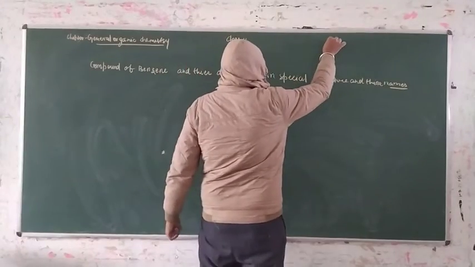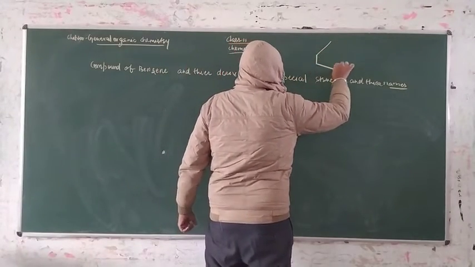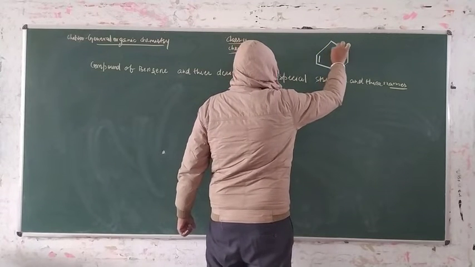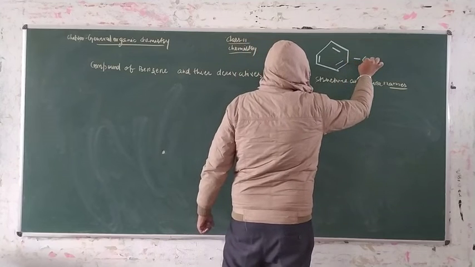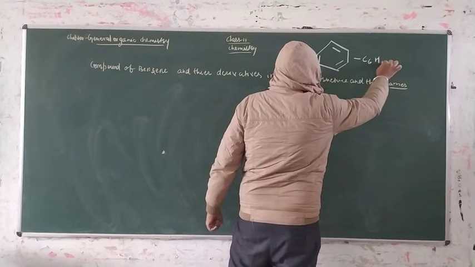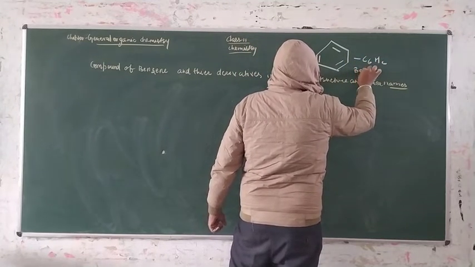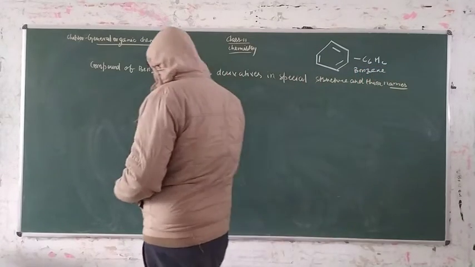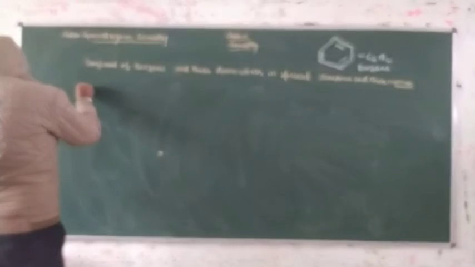This is the structure of benzene. This is your benzene. Its molecular formula is C6H6, benzene. From the first compound, we have to discuss it. This is the formation of benzene.